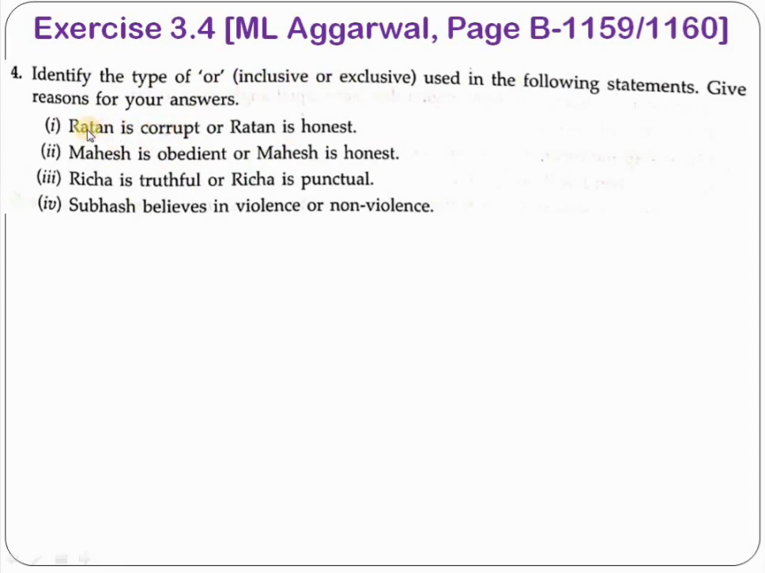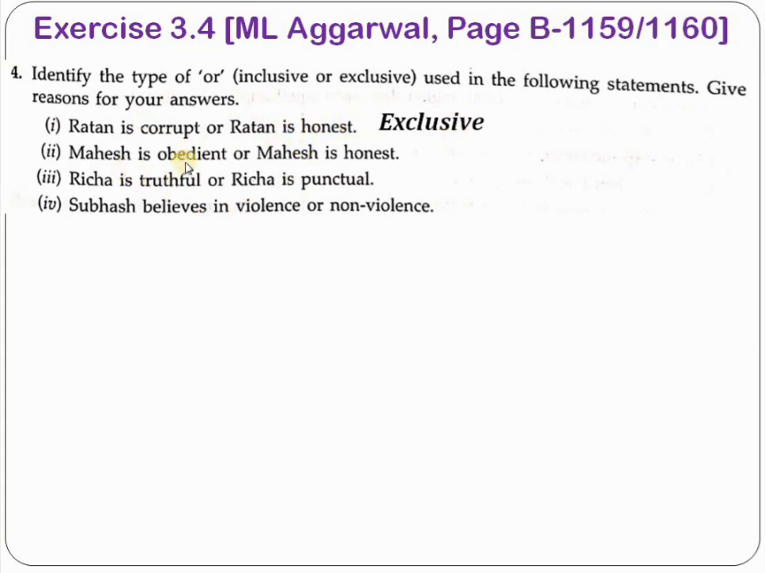Ratan is corrupt, and another statement, Ratan is honest. So if this is your P, then the other statement is Ratan is honest. Corrupt and honest. If he is corrupt, then he cannot be honest, right? So that's why this has to be exclusive. One of the statements is true at a time. Both cannot happen at the same time, so that's why this is exclusive or.